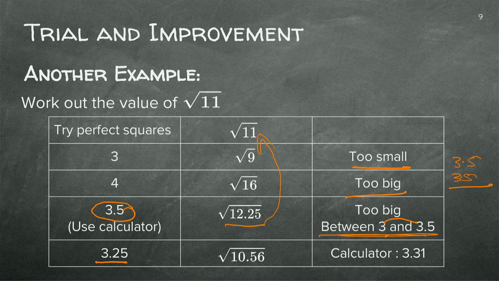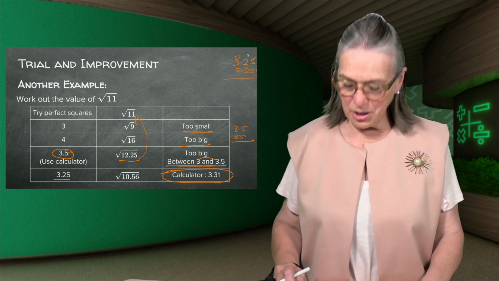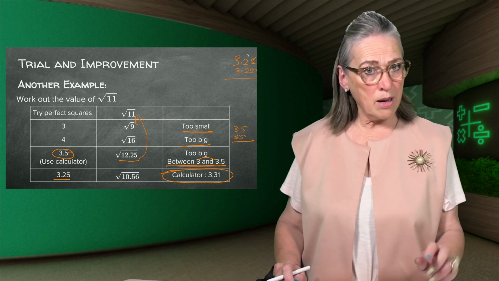3.25. Again, we're going to multiply 3.25 and 3.25, and we're going to get 10.56. So for the purposes of grade 7 work, this is close enough. It is close to 11. And so we say, okay, it will be roundabout 3.25. If you use your calculator, you'll see that the actual answer is 3.31. Isn't that fun? So we just try to work it out by using our brains.